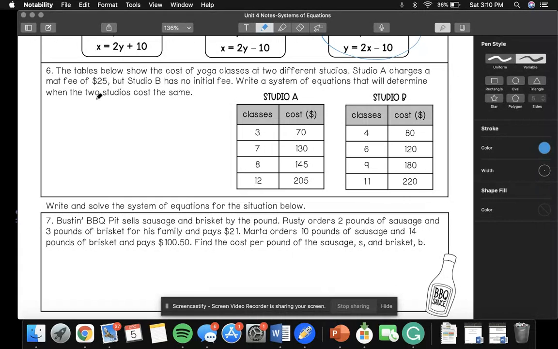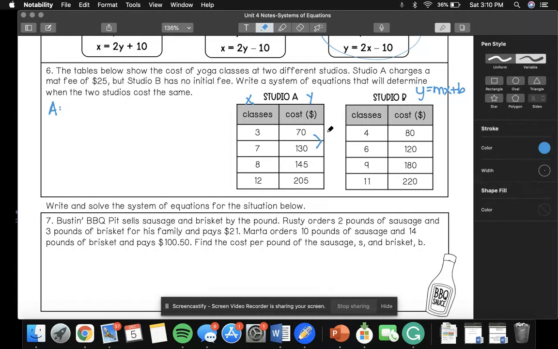Okay, so for Studio A, we have X being the number of classes and Y being the total cost. As the number of classes changes, the total cost is obviously going to change. So this means I can write my equations in slope-intercept form, Y equals mx plus b, because as X changes, my Y changes as well. So I'm going to find the rate of change.